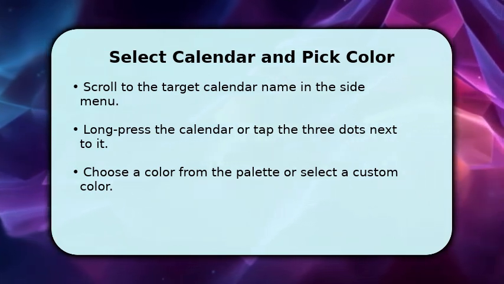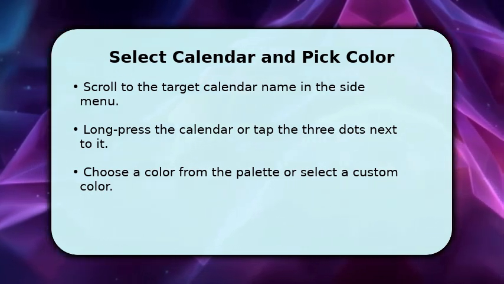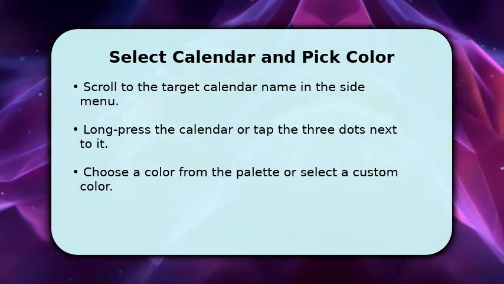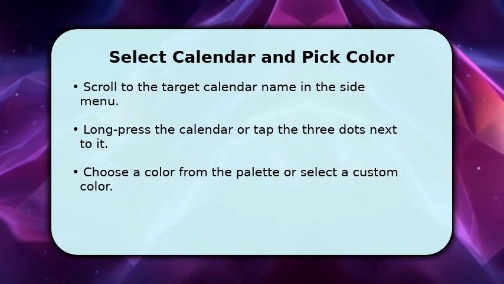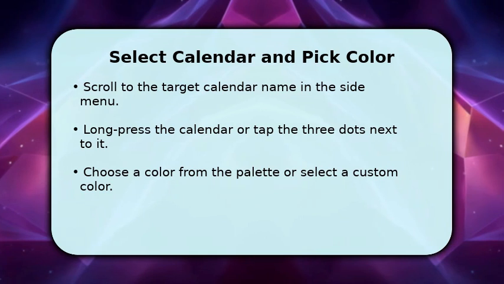Choose one of the preset colors by tapping it, or if available, select a custom option to fine-tune with a picker. Changing the calendar color updates all its events for clear visual grouping. Make sure you select the calendar itself, not an individual event, because the calendar level color.